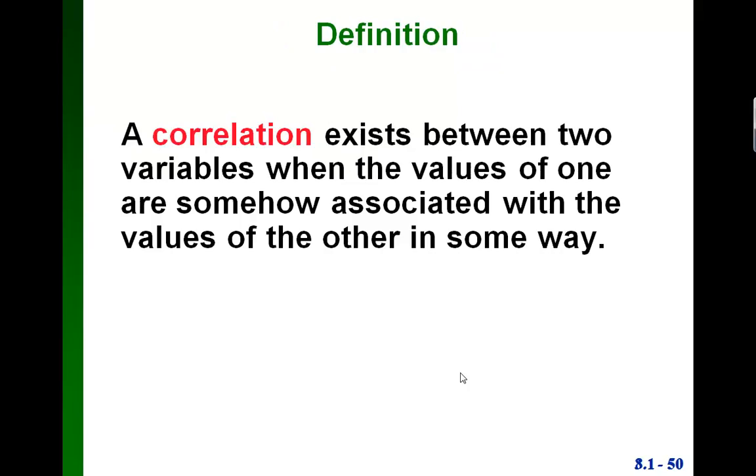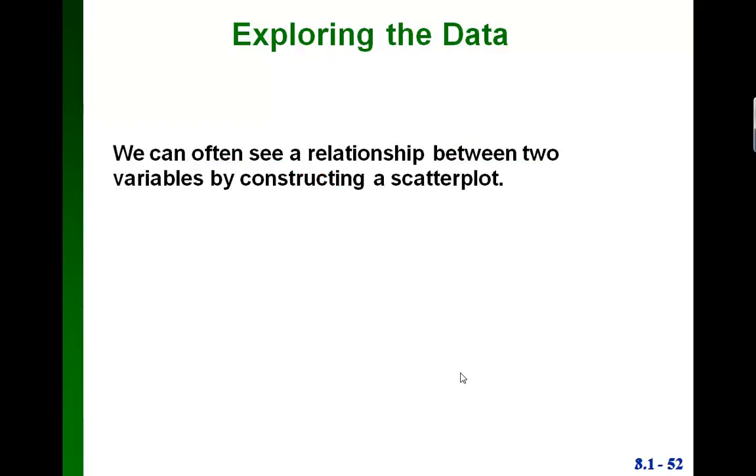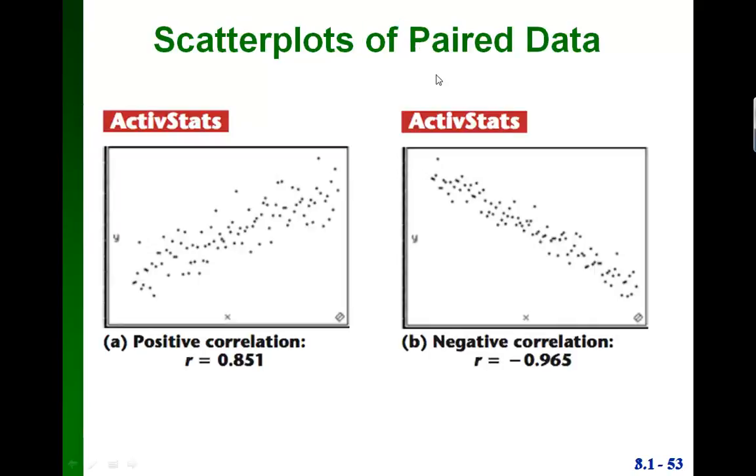We say that a correlation exists between two variables when the values of one are somehow associated or related to the values of the other. And again, the linear correlation coefficient, R, tells us the strength of that linear relationship. We can see this relationship by creating a scatter plot. Here's some examples of scatter plots and the correlation coefficients that correspond to them.